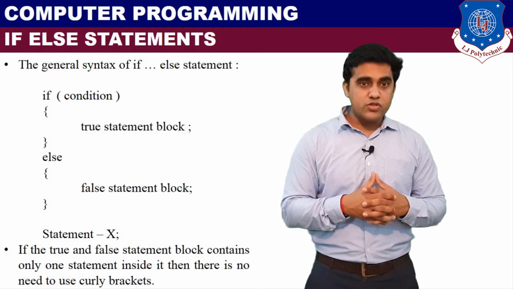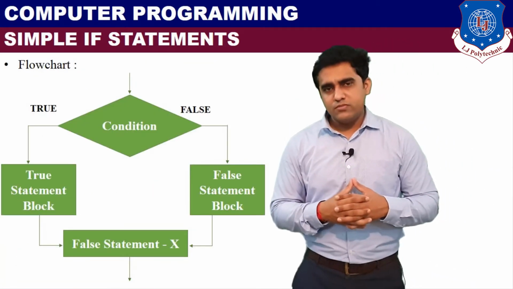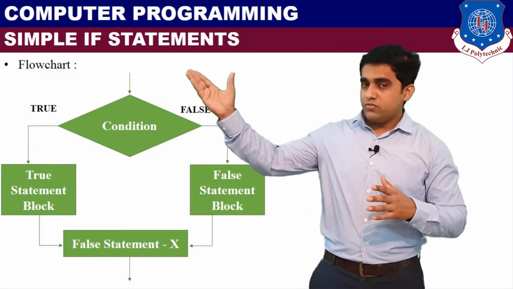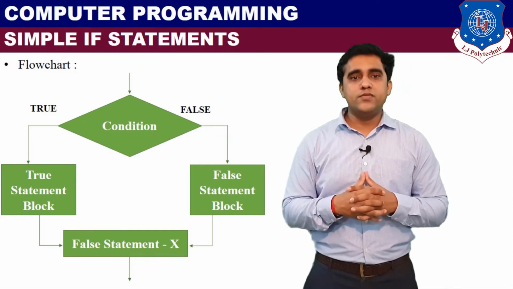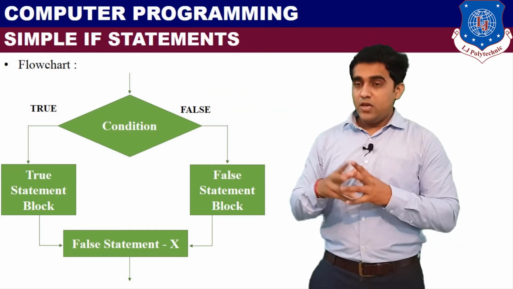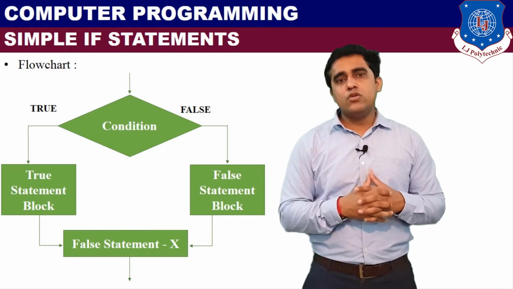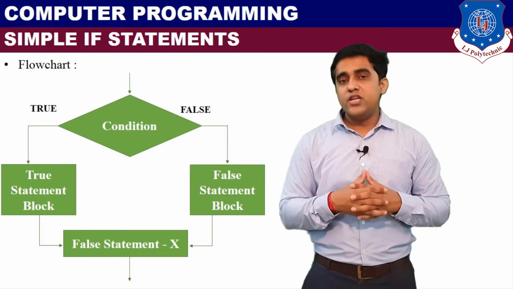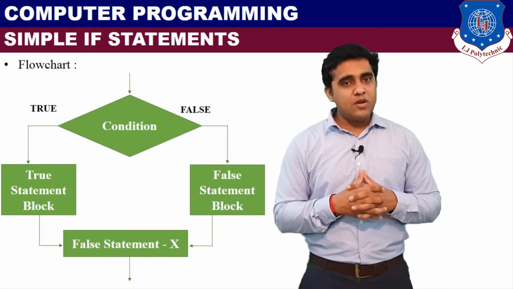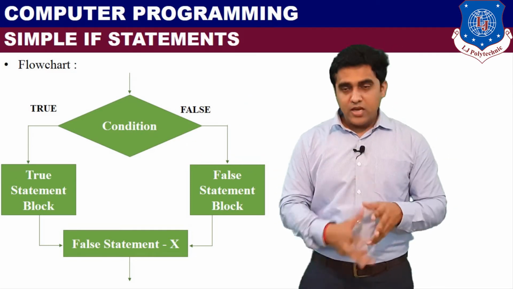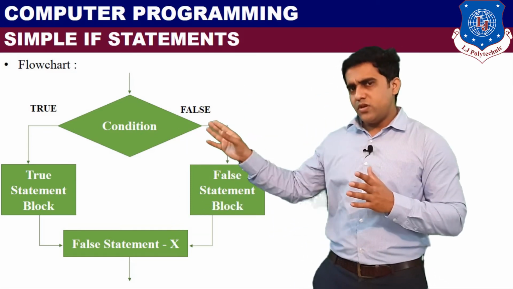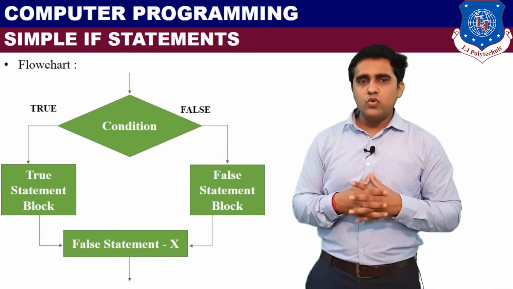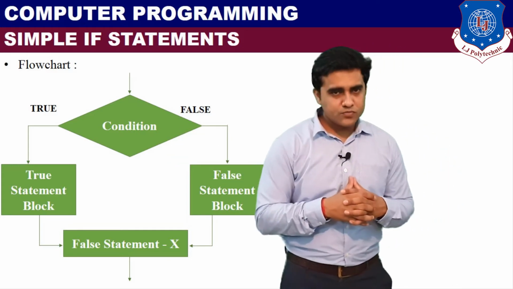Now next, its flowchart. Single input, then the decision-making symbol, the condition. If your condition is true, then move to that part, and if your condition is false, then move to this false part. If your condition is true, then execute the true statement block and the next statement X, and if your condition is false, then move to the false statement block and statement X and go on. So this is your flowchart. You can see here only one statement will execute and move to the further statement X.